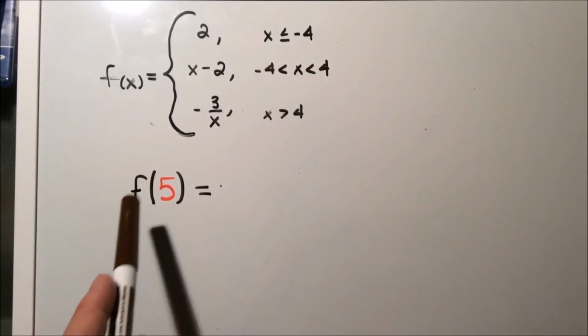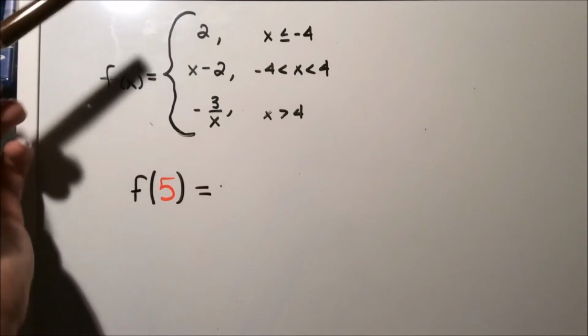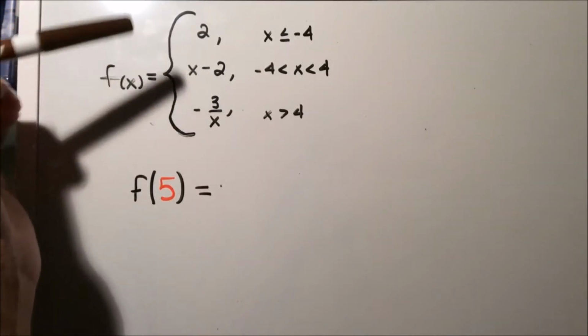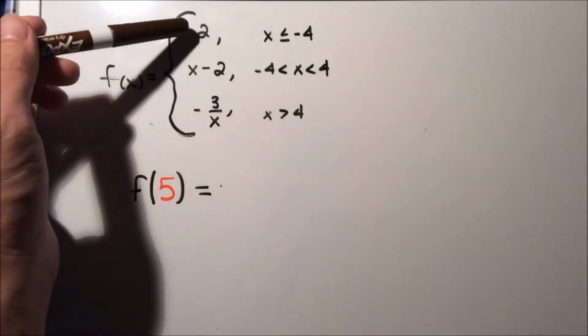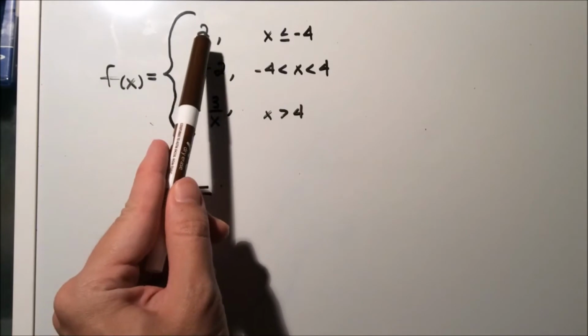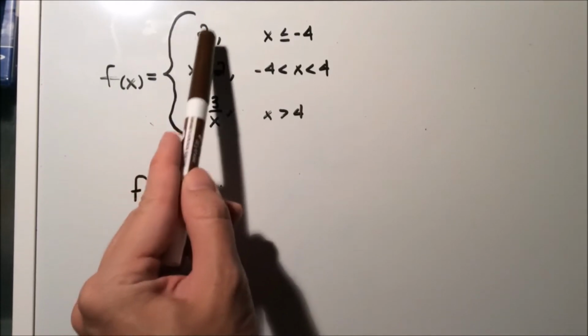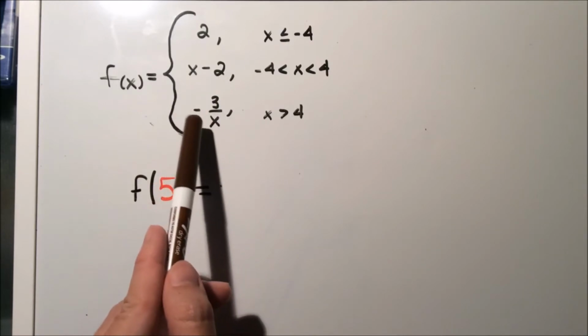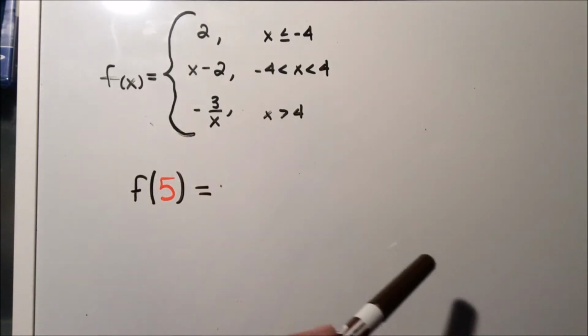In this example, we have a piecewise function. Piecewise means multiple pieces or multiple functions. In this example, we actually have three: 1, 2, 3. Your first one is a constant function, a single number. Your second one is x minus 2, and your third one is negative 3 over x.